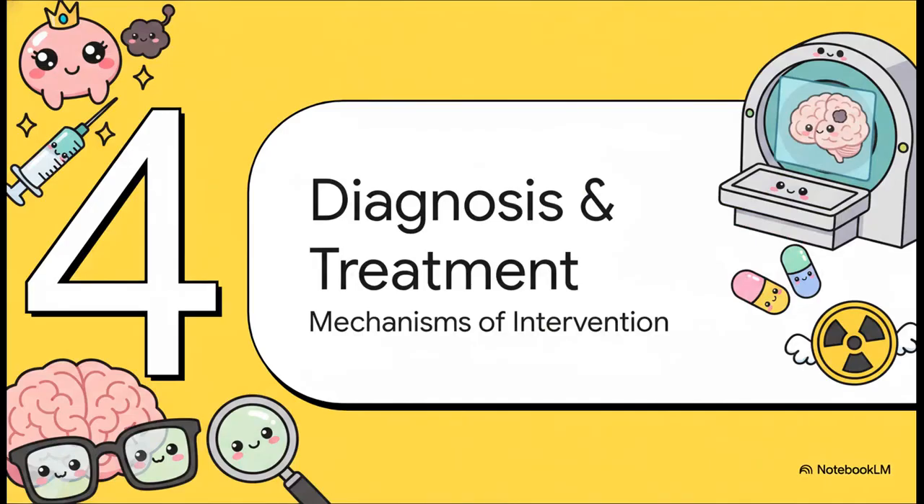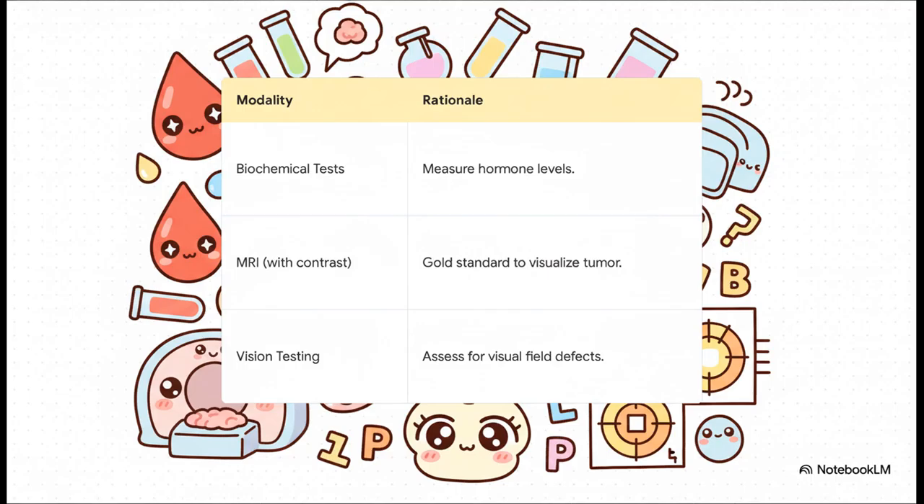So we have a patient, we suspect a tumor. How do we actually confirm the diagnosis, and what are the mechanisms behind our treatments? The diagnostic process is really a three-step approach. First, we run biochemical tests on blood and urine to directly measure hormone levels and confirm if they're too high or too low. For Maria, we'd be checking for high cortisol.